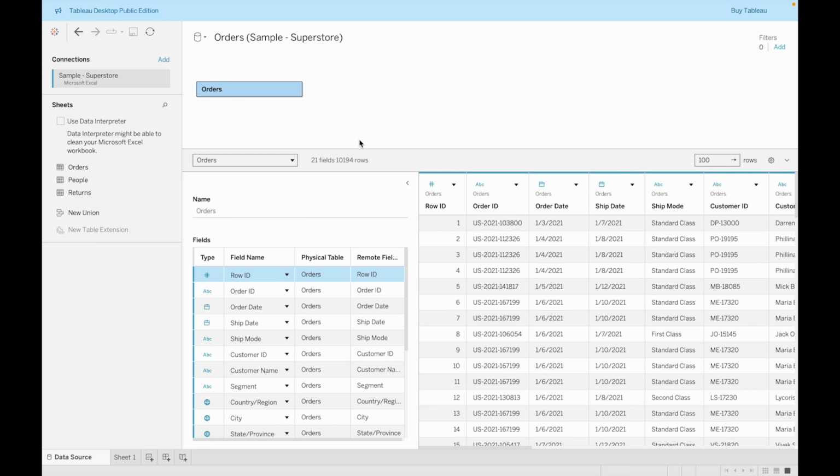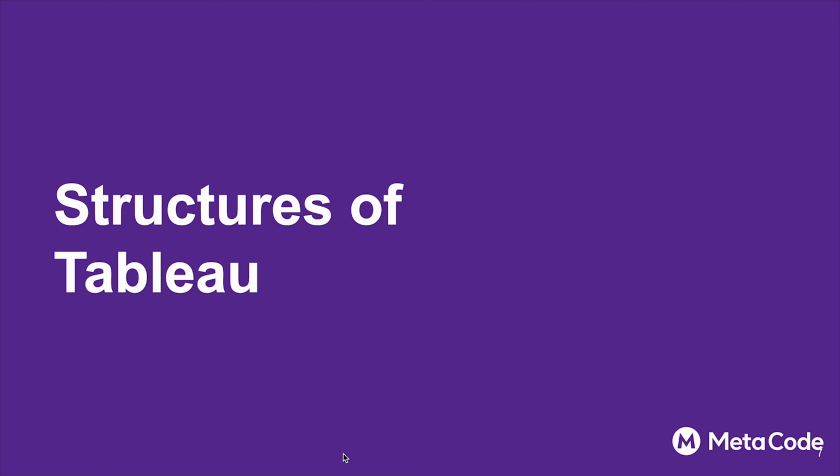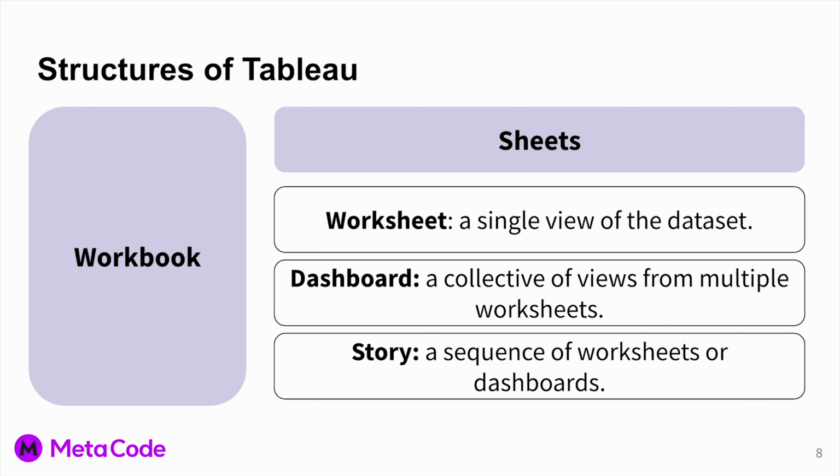Before we move on, I will briefly go over the different structures of Tableau. So this is the structure of Tableau. What we saw earlier is called a workbook. In a Tableau workbook, we have sheets, and there are different types of sheets. A worksheet is a single view of the dataset. It could take the form of a table, bar chart, line chart, pie chart, and more, which we will start looking at in the next lesson.